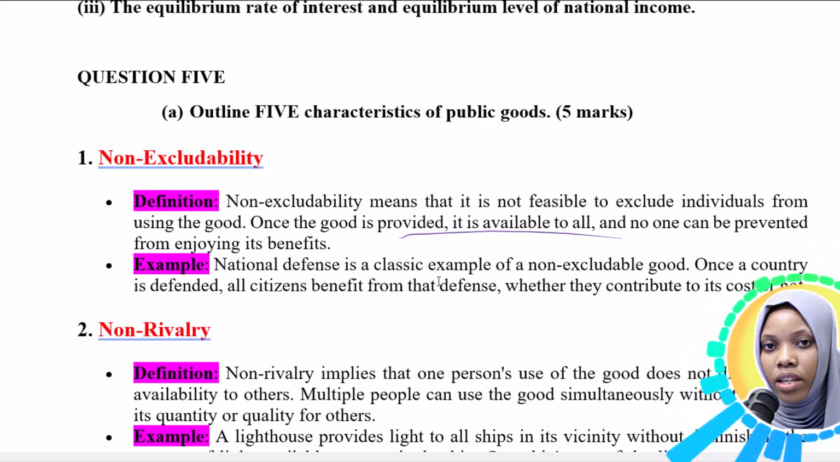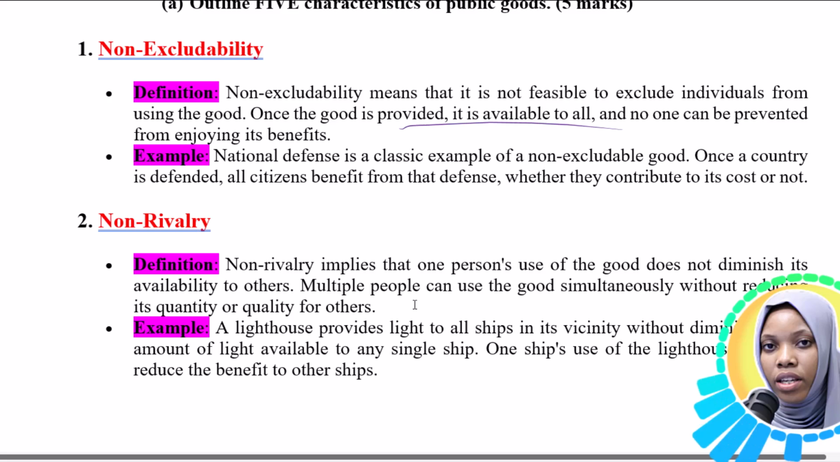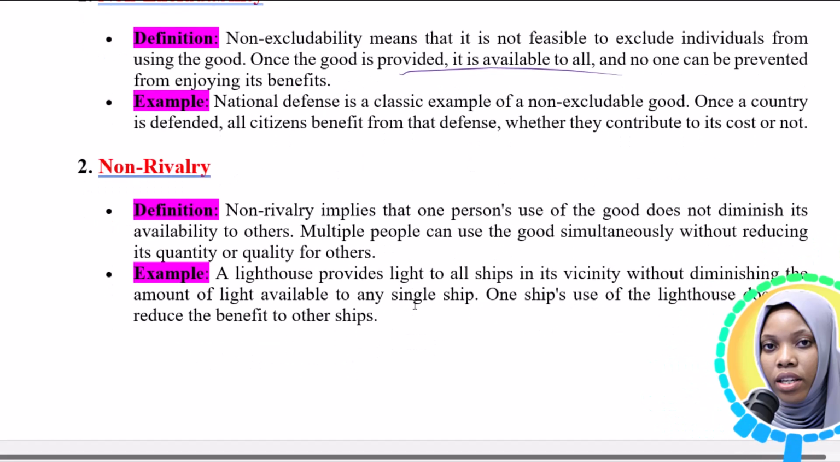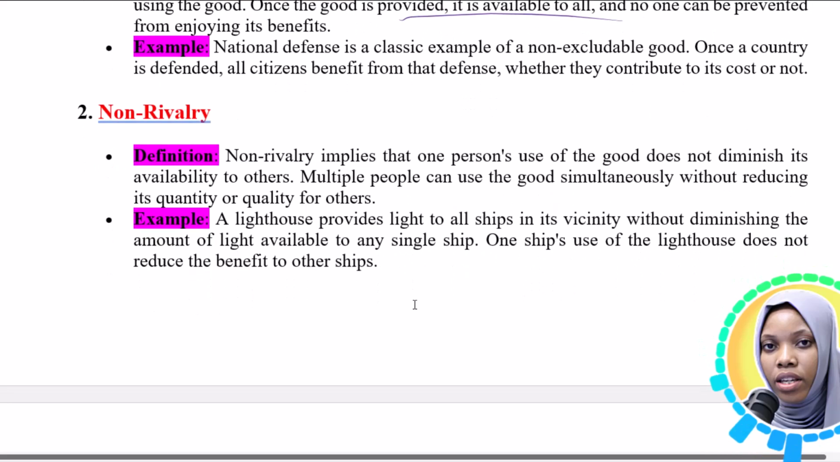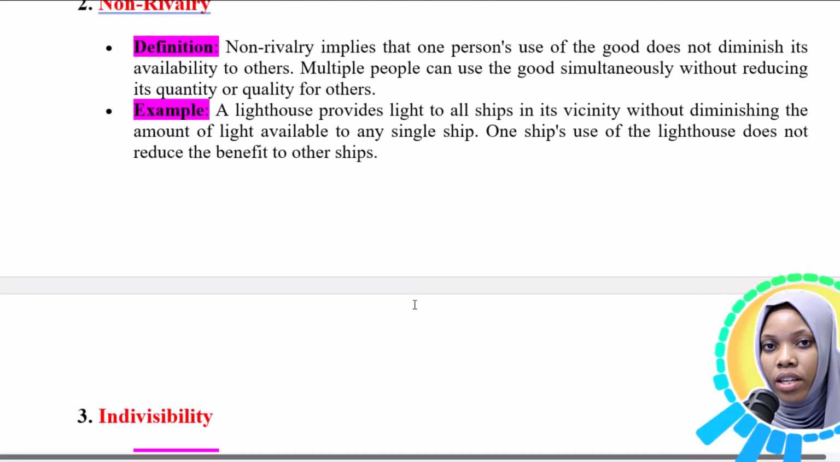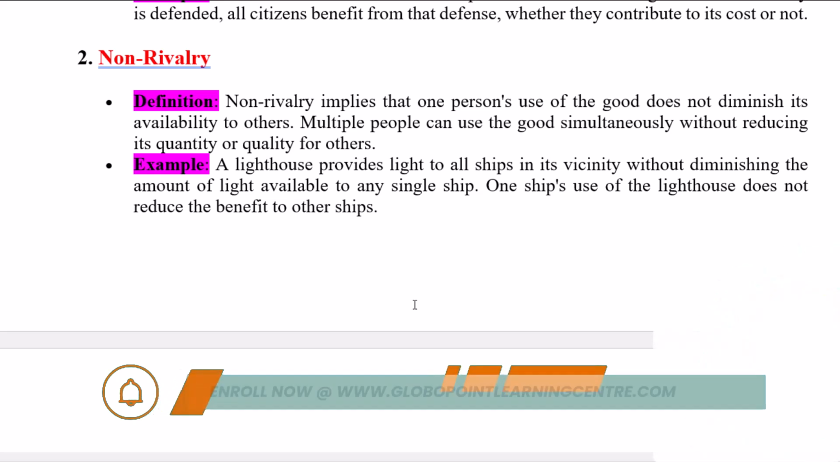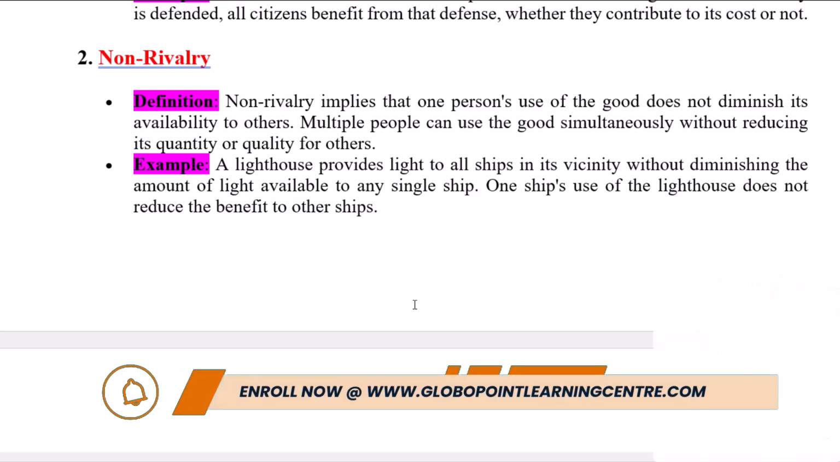And then non-rivalry. It implies that one person's use of a good does not diminish its availability to others. If one uses it, the others can also use it, not for one specific person. An example: a lighthouse provides light to all ships in its vicinity without diminishing the amount of light available to any single ship.